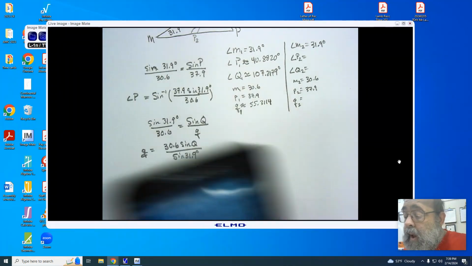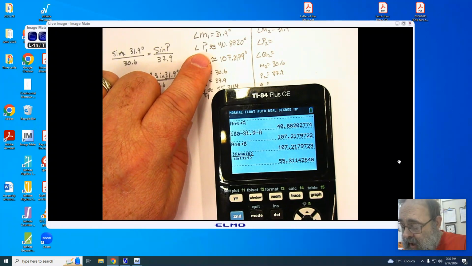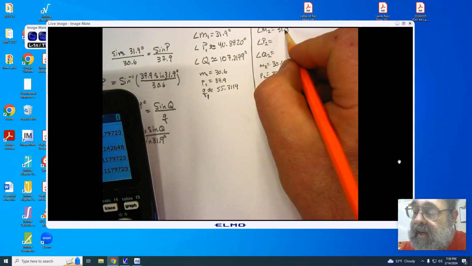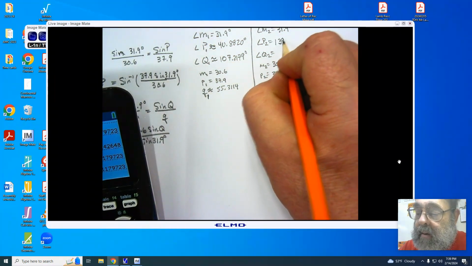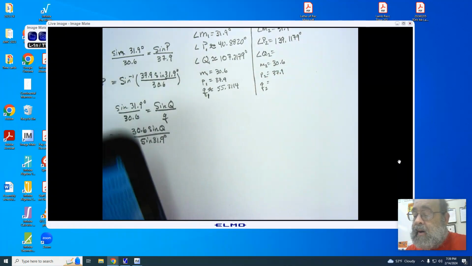55.3114. I'm now going to find my supplement to angle P, which I stored in alpha A. 180 minus alpha A. This will give me my next solution, which I'm immediately going to put into D. Let me store that in alpha D. There we go. We now have it stored. I'm going to put this down as 139.1179. Once again, you can round it if you prefer.